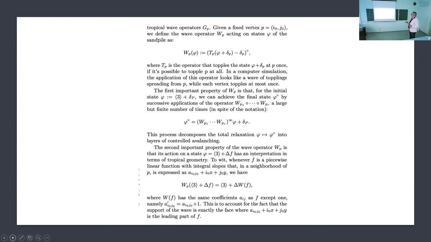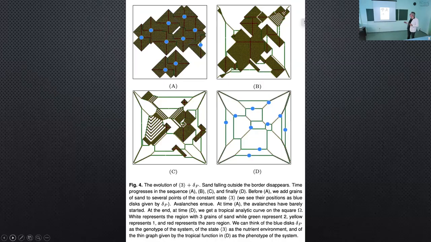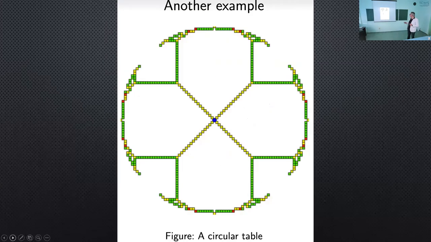So you have the first important property of the wave operator: you can achieve the final state by wave operators. And the second important property of the wave operator, which is very important, is that it can be interpreted in terms of tropical geometry. This is the moment where it links to tropical geometry. So the operator, on the one hand, has this sandpile interpretation, but it also has a tropical interpretation.